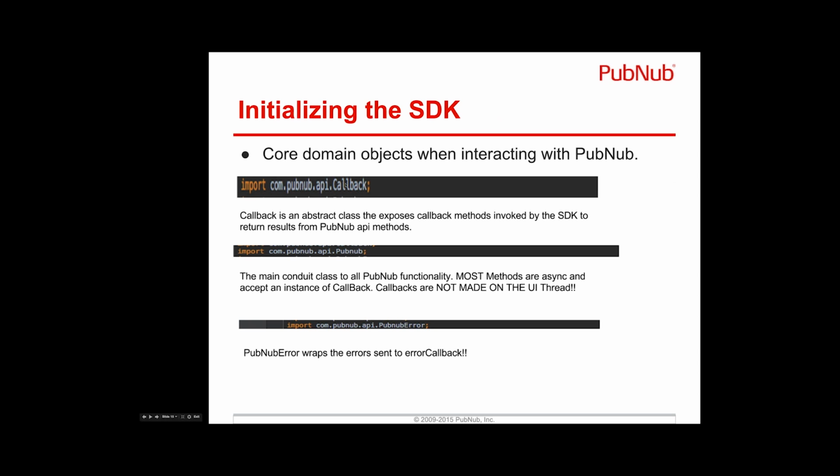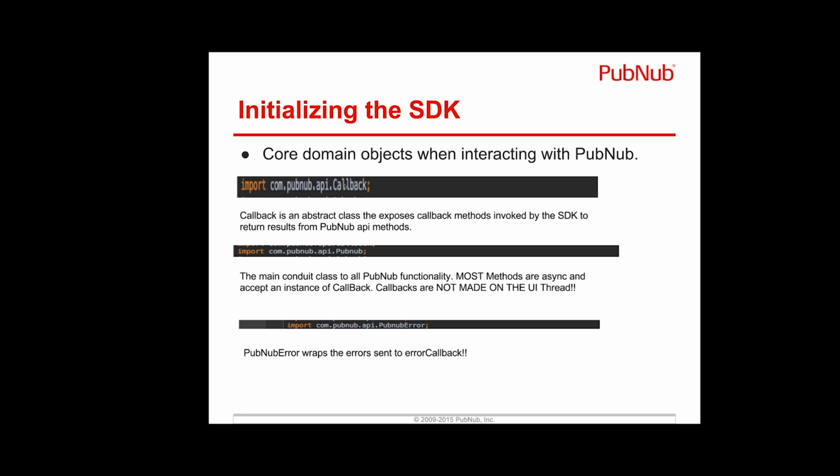One is a callback. The SDK is asynchronous, and as a result of it being an asynchronous environment, when you make a call to PubNub, what you're doing is saying, will the infrastructure do what I'm asking? When the infrastructure is done doing that, it makes a call back and notifies your application.